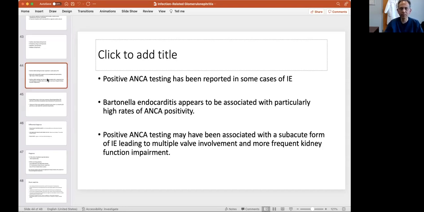Basically, that happened mostly in subacute cases of infective endocarditis with multiple valve involvement. So otherwise, prognostically, I don't think there is any significant role of being ANCA positive or not. Next slide.